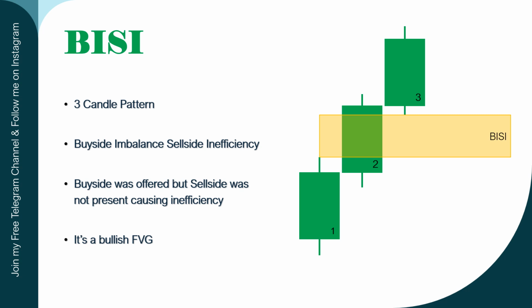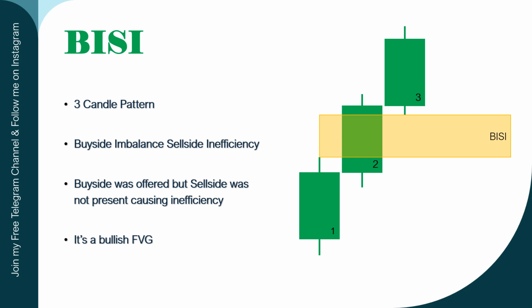All right, so the first type of fair value gap that we can talk about is a BISI, which is just a buy side imbalance, sell side inefficiency. So this is a three candle pattern. The only requirement that you need with these three candles is that this first candle's high should not touch the third candle's low here.